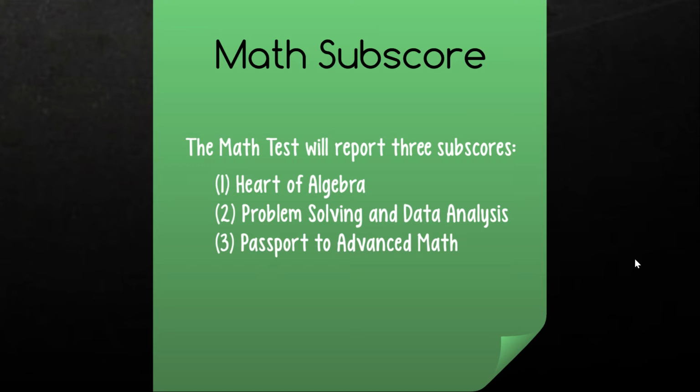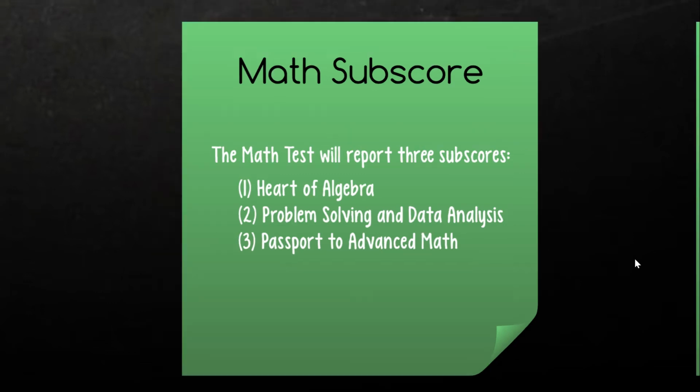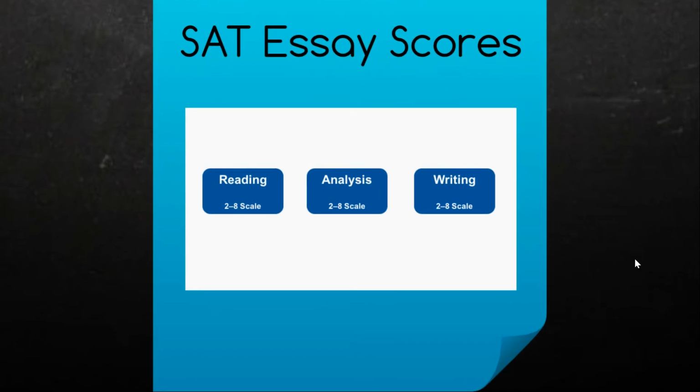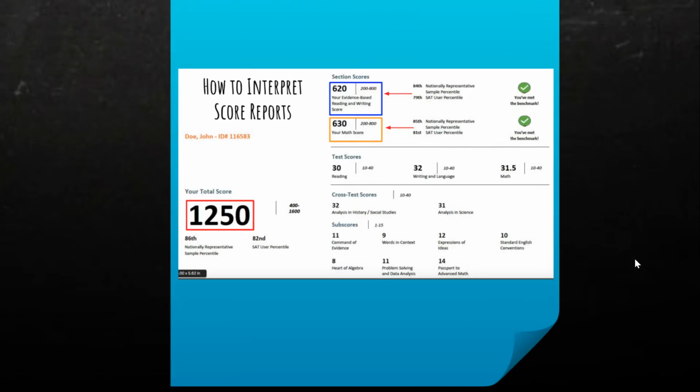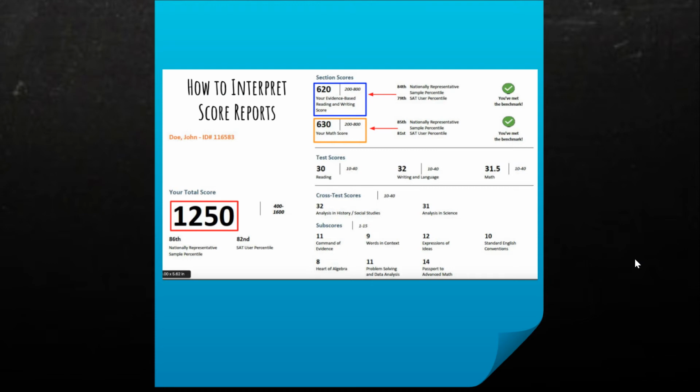Right? The math test will report 3 subscores, right? Heart of Algebra, problem solving and data analysis, and Passport to Advanced Math. Now finally, there are the SAT essay scores, right, which are broken down into reading, analysis, and writing. Right. All right, and this is a brief slide on just how to interpret score reports.